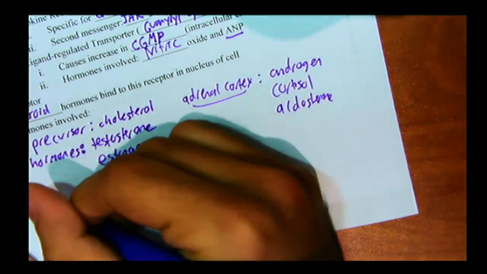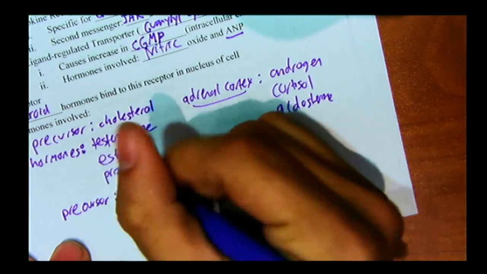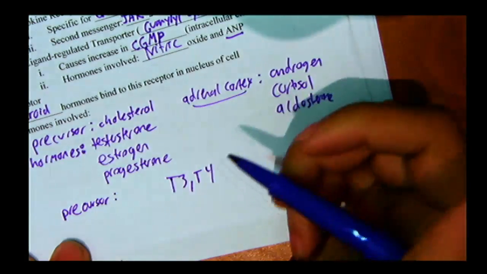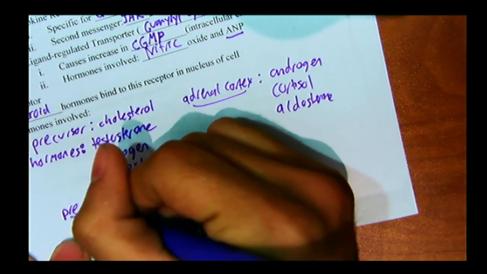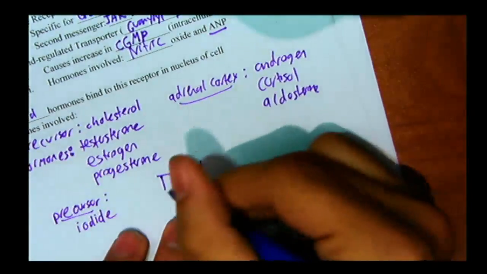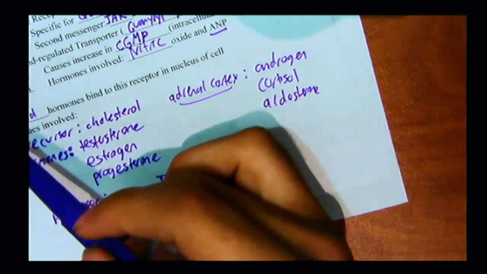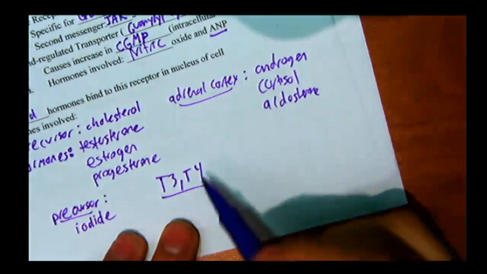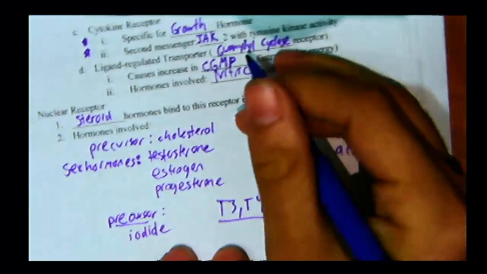Iodide, right? Iodide. Okay, so T3, T4, this is an important distinction. T3, T4 are nuclear receptors and they're steroid hormones, but TSH is a protein. It's a protein hormone. So don't mix those two up. T3, T4 is steroid, TSH is protein.